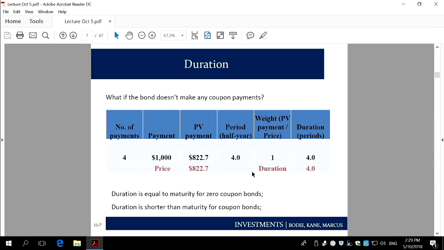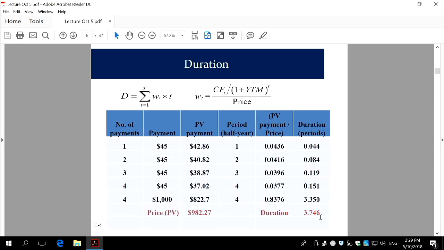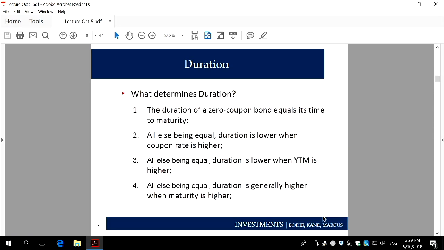Maybe in the later half of this lecture, I will talk about why we need duration, because after we get duration, we can do some useful applications of duration. But in the first half of our lecture, we just look at how we calculate duration. Then what determines duration? This is interest rate risk. Duration of a zero coupon bond equals maturity. I have talked about that.